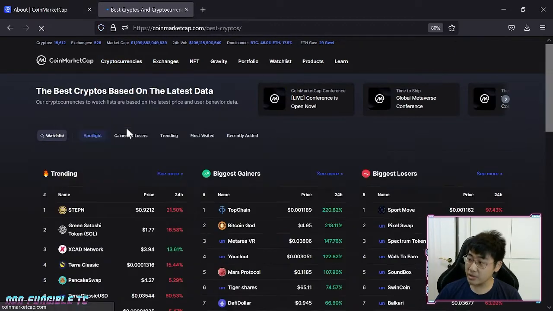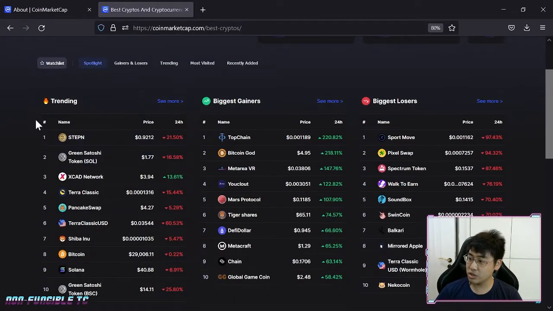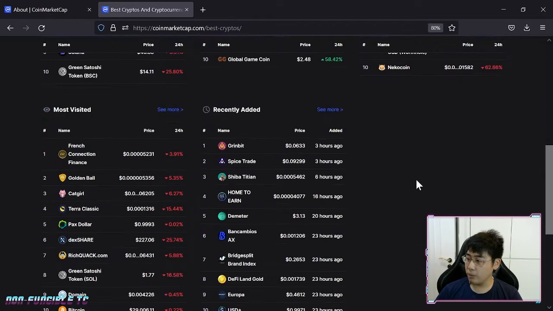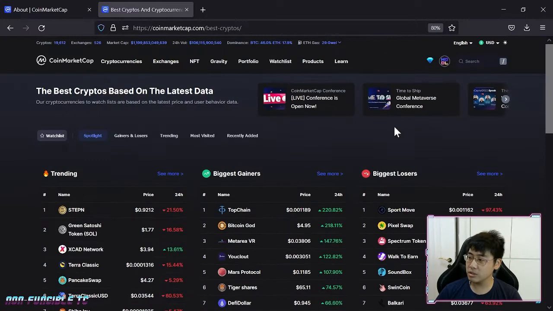They also have Spotlight, which shows some of the best cryptos based on the latest data, right? So these are some of the trending cryptos, some of the biggest gainers in the last 24 hours and biggest losers, right? So this is pretty helpful. It shows you people are looking at certain new tokens, or they're adding some new tokens. So this is a very good overview of the latest happenings in cryptocurrency.